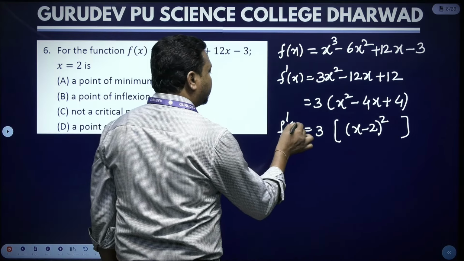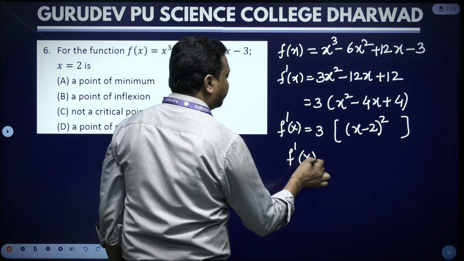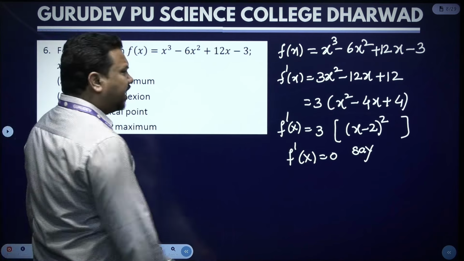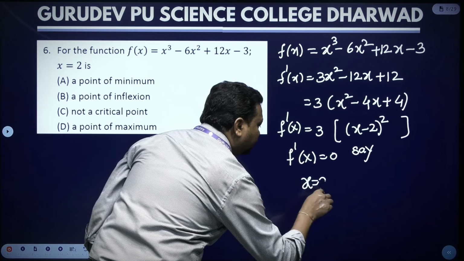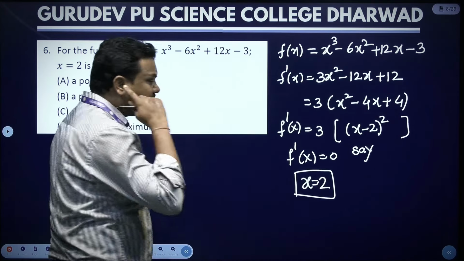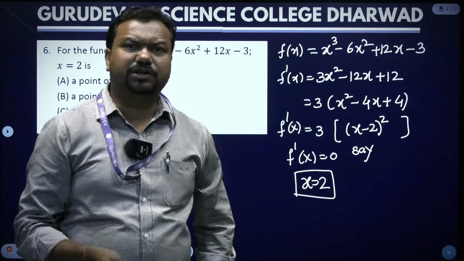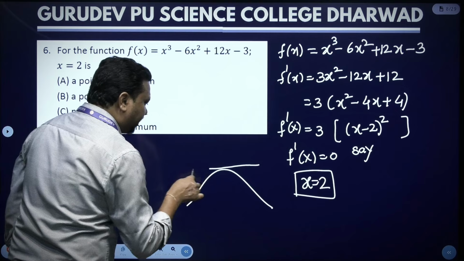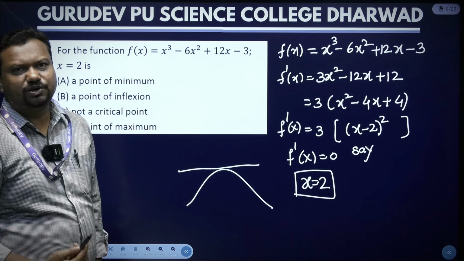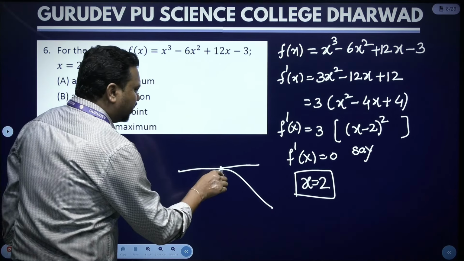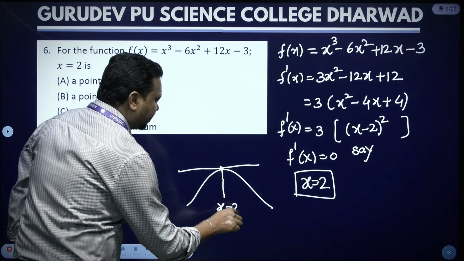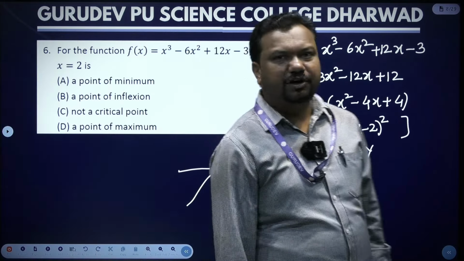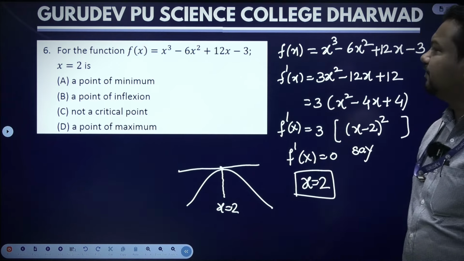Now, you have to assume that f dash of x equal to 0. f dash of x is 0 if and only if x is equal to 2. So what do you mean by f dash of x equal to 0? When the derivative is 0, it means the tangent to the curve is parallel to the x axis, and dy by dx is 0. Therefore, at x equal to 2, f dash of x is equal to 0. Hence, you can call this particular point a point of inflection.